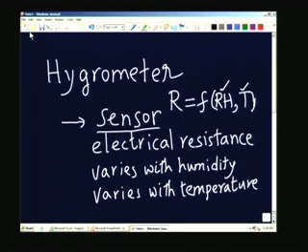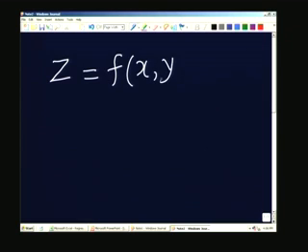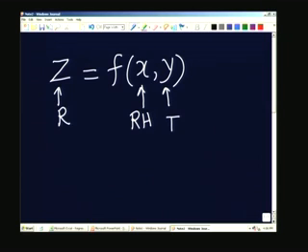Of course, we do not know to start with what will be the type of functional relationship. Suppose we now generalize, instead of taking the hygrometer example, I can take a general example. Suppose I have a quantity z which is a function of x and y. In the example of the hygrometer, this will be the RH, this will be the temperature, and this will be the resistance.